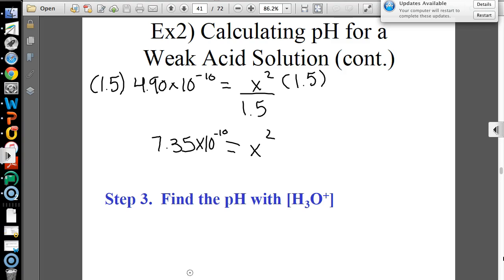So to solve for x, I'm going to need to take the square root of both sides. And so x is going to be 2.71 times 10 to the negative 10. And I'll stop there and make sure that you're all with me. Now that is equal to x.